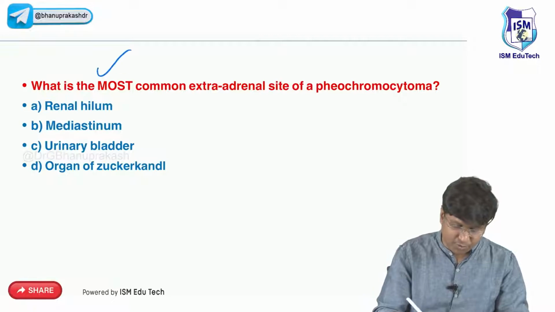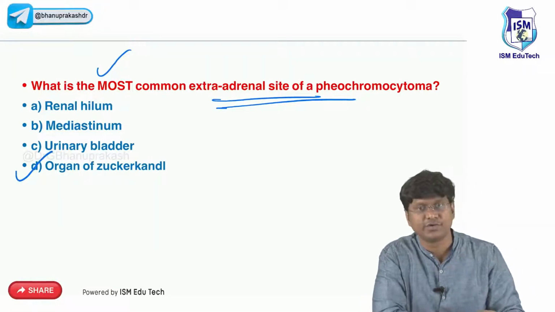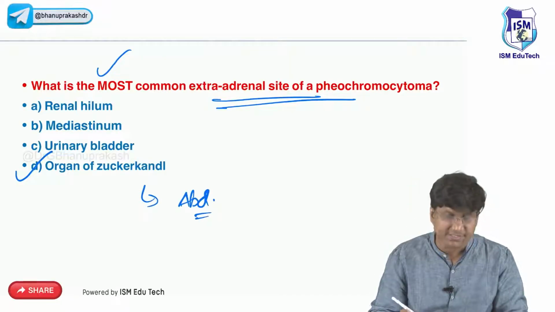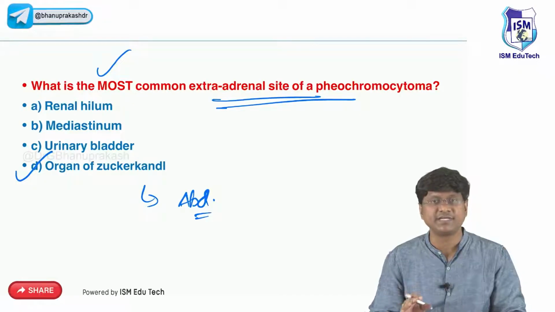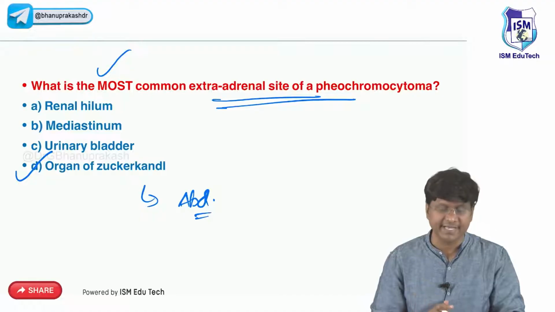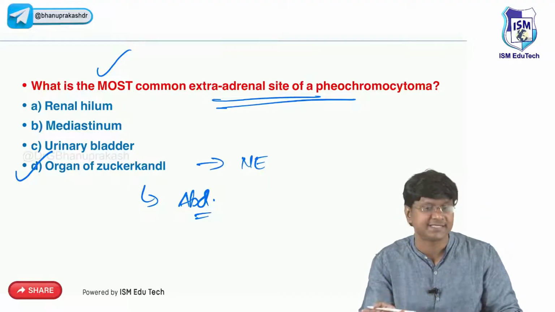Now, what do you think is the most common extra-adrenal pheochromocytoma? Please remember, it is the organ of Zuckerkandl. What is the organ of Zuckerkandl? It is a chromaffin body which is present in the abdominal para-aortic area, right? And that is the most common site for extra-adrenal pheochromocytoma. Even this one will produce norepinephrine in excess quantity.